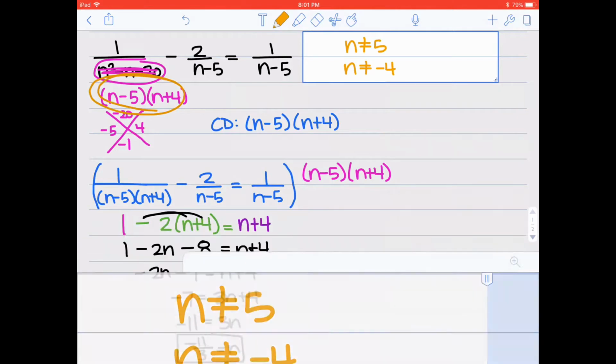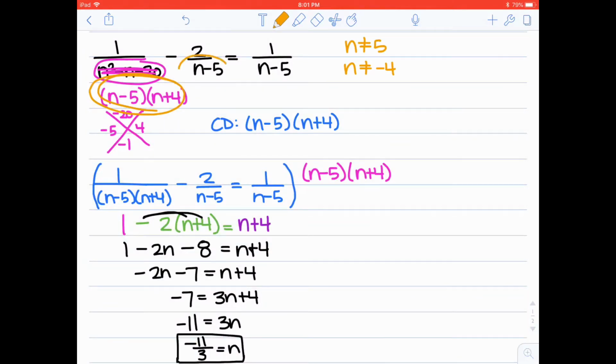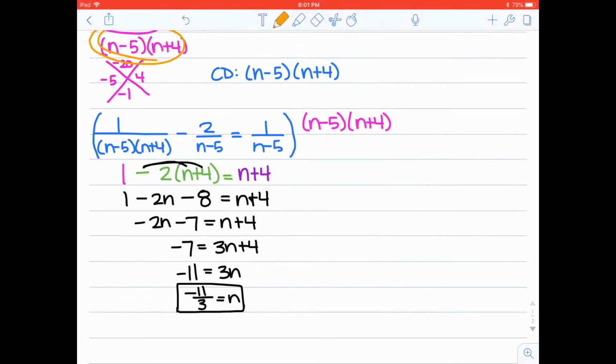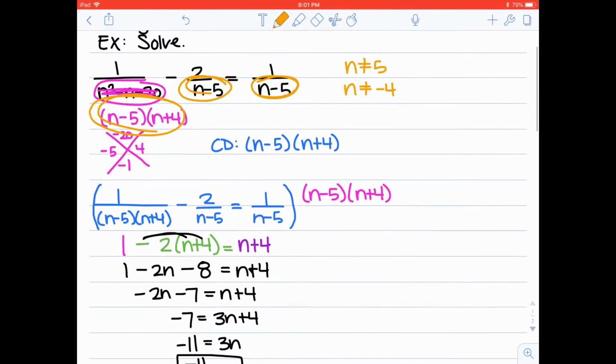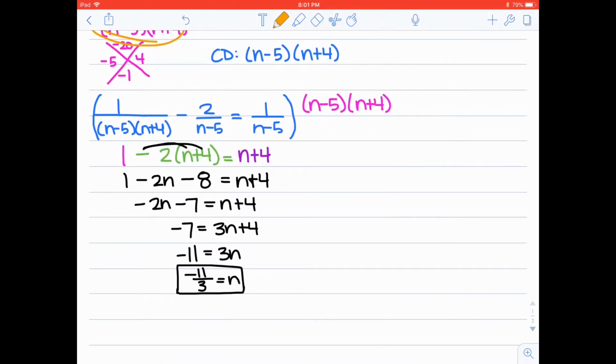If you look at your other fractions, we have n minus 5 and n minus 5, and that just confirms those excluded values we already had. So if I look down at my answer, -11/3 is good, because it's not that excluded value of 5 or -4. So that's a good final answer to have.